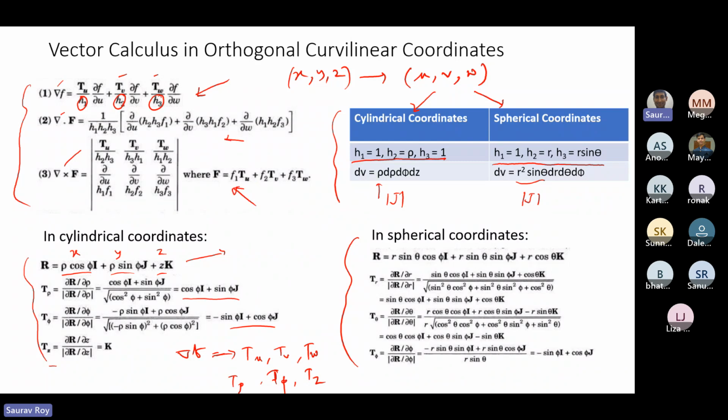If you have rho, phi, z, these three unit vectors, then easily from h1, h2, h3 here you can get these values. Because cylindrical coordinates and spherical coordinates will be used everywhere extensively, you have to go from rectangular coordinates to these defined coordinates. So that's why these conversions are very useful.